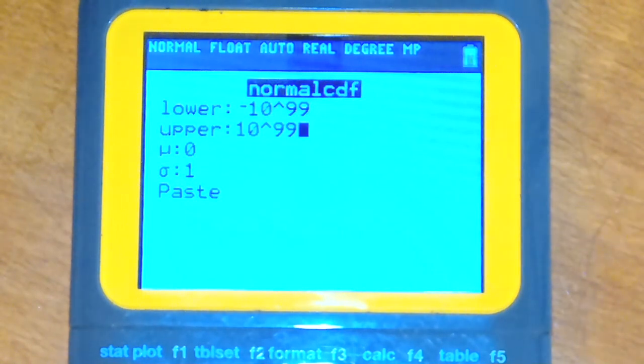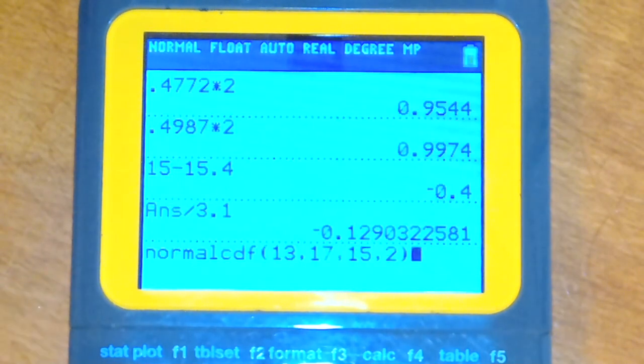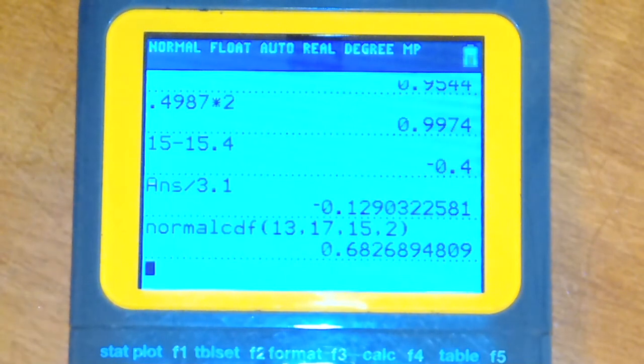Now, that wasn't our lower and upper bound. Our lower bound was 13, and our upper bound was 17. Our mean, they call it mu, but that's our mean, is 15, and our standard deviation was 2. Then it's going to say paste. So it pastes it on my page, and then I hit enter, and it's going to give me 0.6827, and that's going to be our answer.